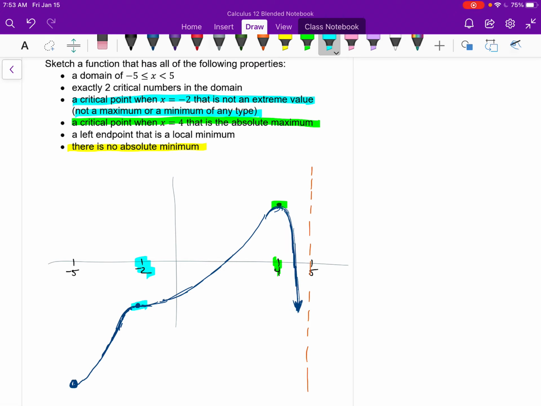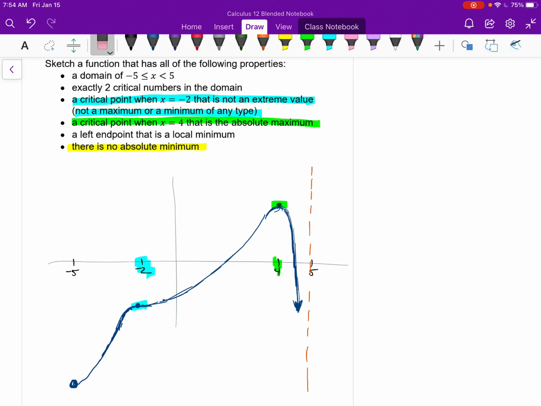Is the domain from -5 up to 5? Yes. It includes -5, does not include 5. It has 2 critical numbers. Yeah, at -2 and 4, and no other. There's no other critical points here. For example, if I drew something like this, going down then back up, then there'd be another critical point down here. But it says there's exactly 2 critical numbers.